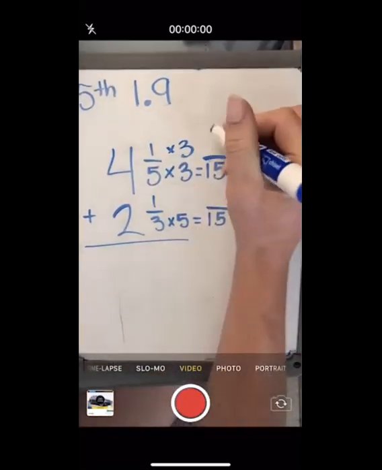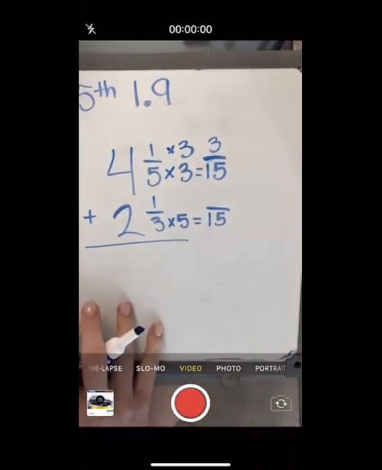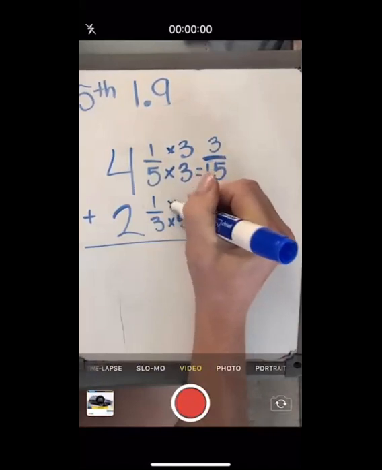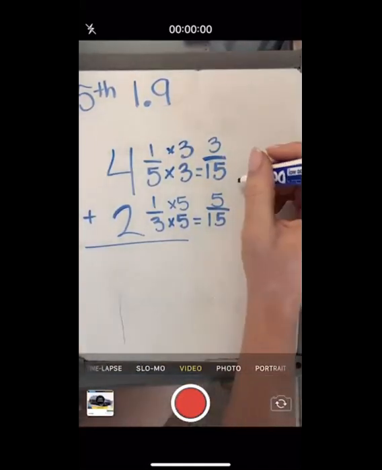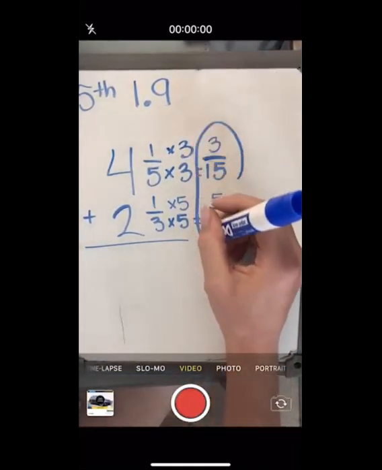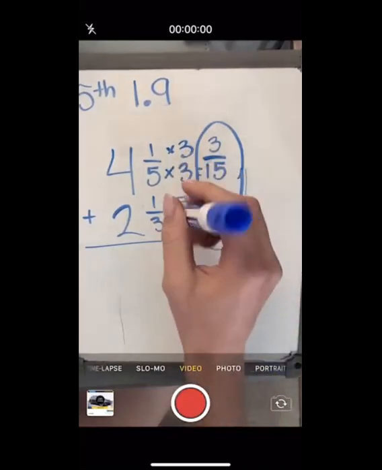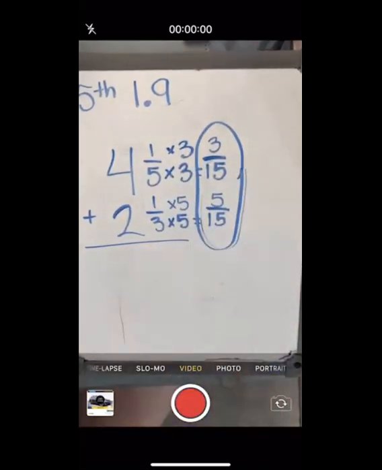So 1 times 3 is 3. And then down here, times 5, I do it to the top. So now it looks a lot prettier. I now have 4 and 3/15 plus 2 and 5/15. Now I can add them because they have the same denominator. Like we said before, if I try to add fifths and thirds, it's like adding apples and oranges. It just doesn't work together. So you can't add or subtract until you find the common denominator.